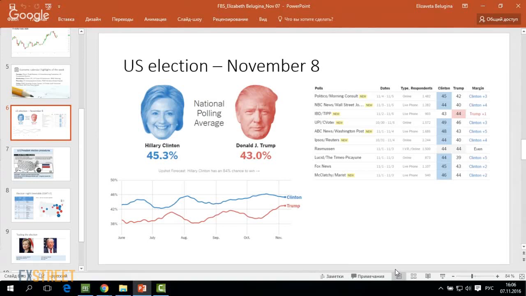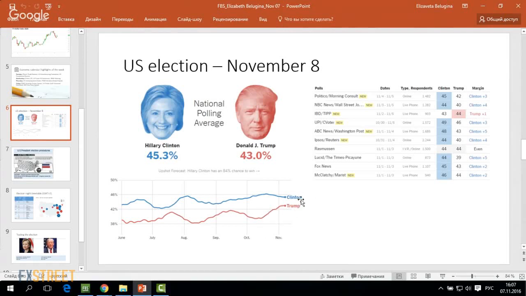And as you can see from this chart, which shows us the dynamics of consolidated opinion polls, Hillary Clinton has always been ahead of Donald Trump. There was a lead of Hillary Clinton. The size of this lead has changed during the past month, but still she was a bit ahead.